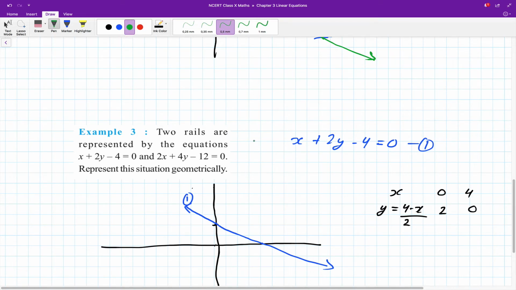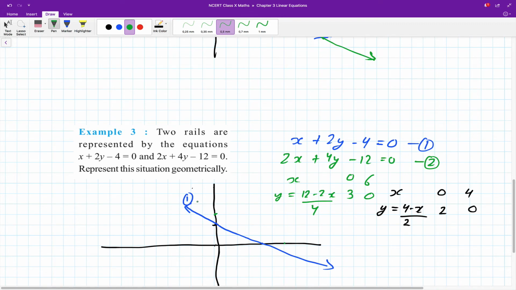Now for equation 2, what we have is 2x plus 4y minus 12 equal to 0. So if we quickly write for this one, we have y as (12 minus 2x) by 4. If you take x as 0, you get 3. If you take x as 6, you get 0. So we have 2 points. 0, 1, 2, 3. This is our first point, and 1, 2, 3, 4, 5, 6. This is our second point.